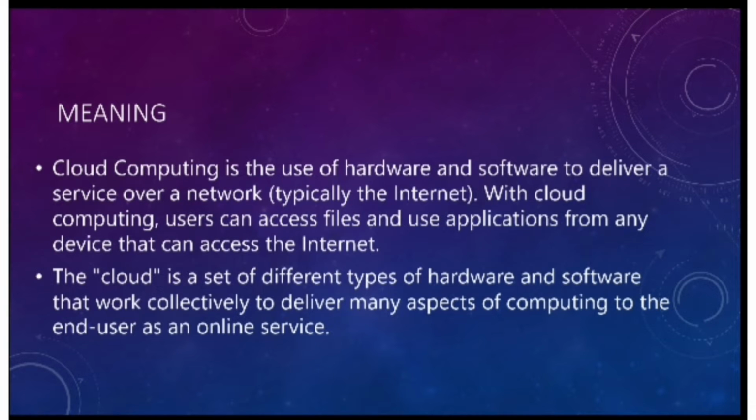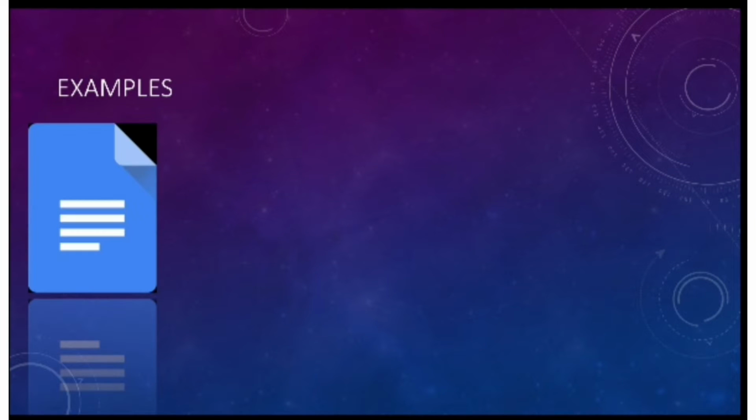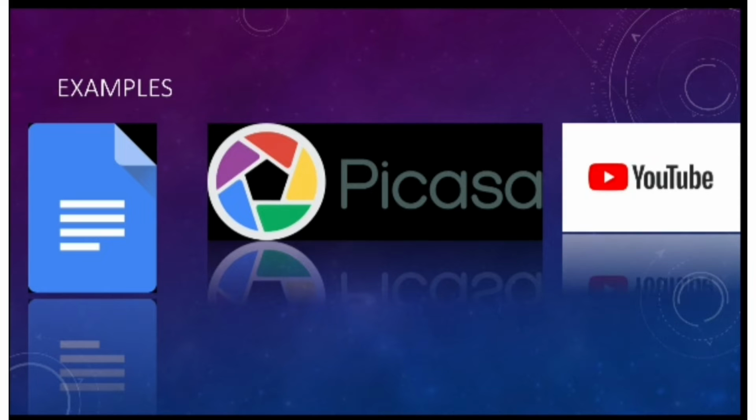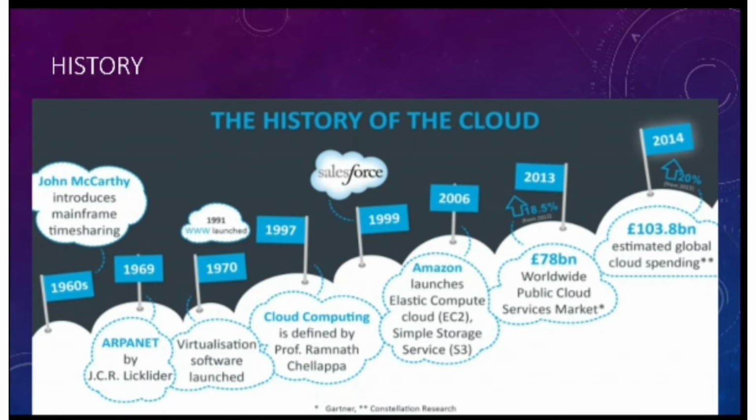Let me give you some of the examples of cloud computing. The examples are Google Docs, when we store the data in Google, then Picasa, then YouTube, where different videos are stored in different servers and we fetch them by sending a request. Facebook, different accounts are stored in different clouds which we are unaware of. Then coming to the history.